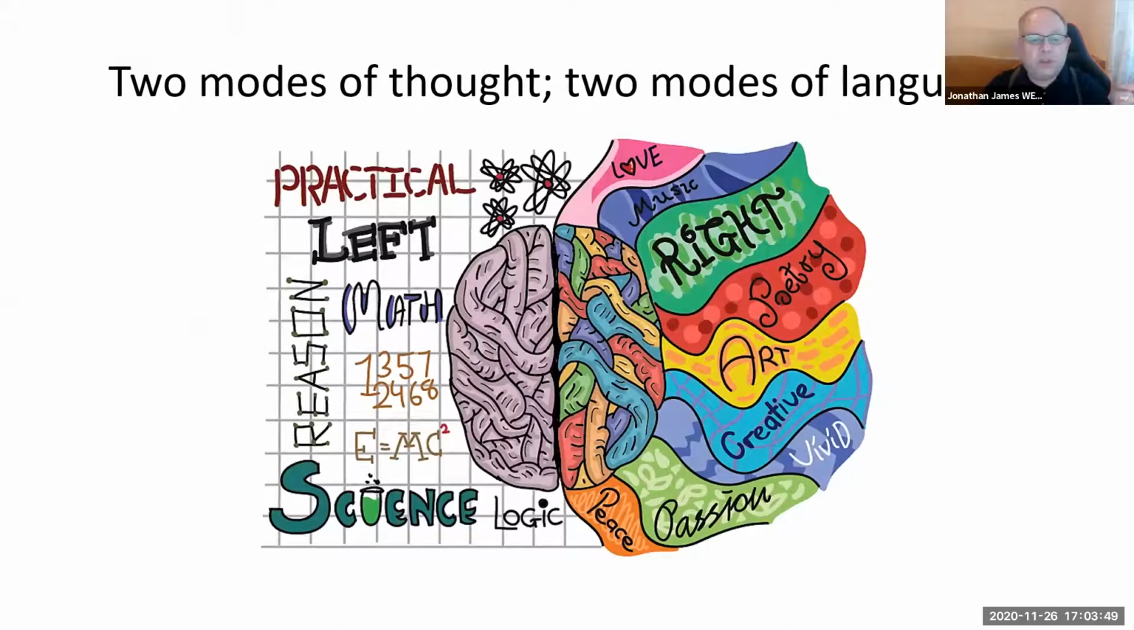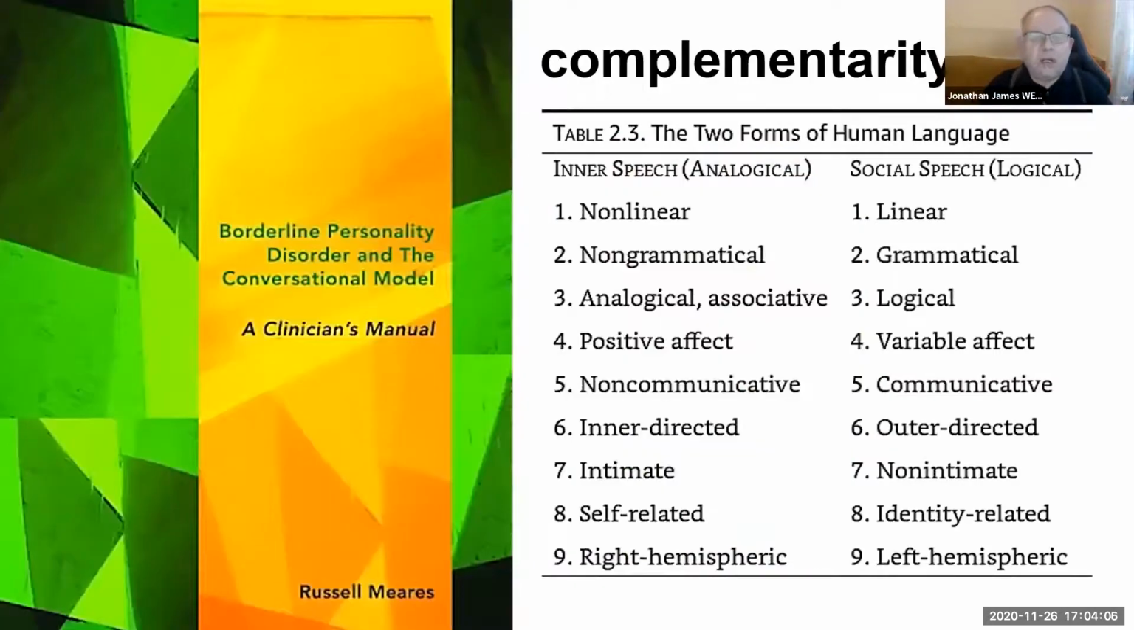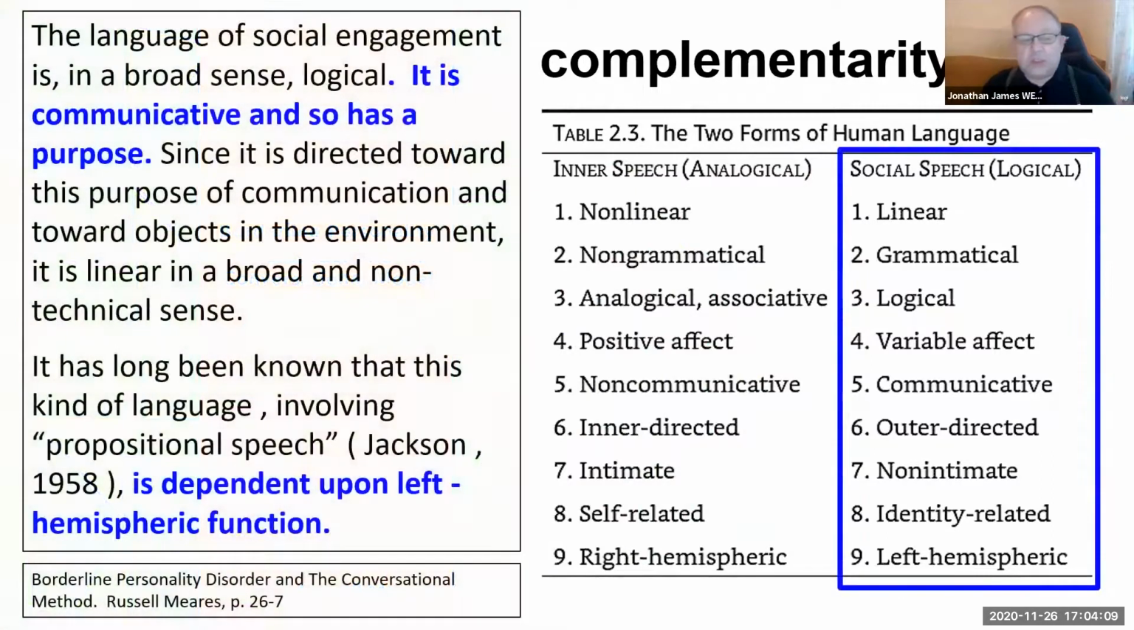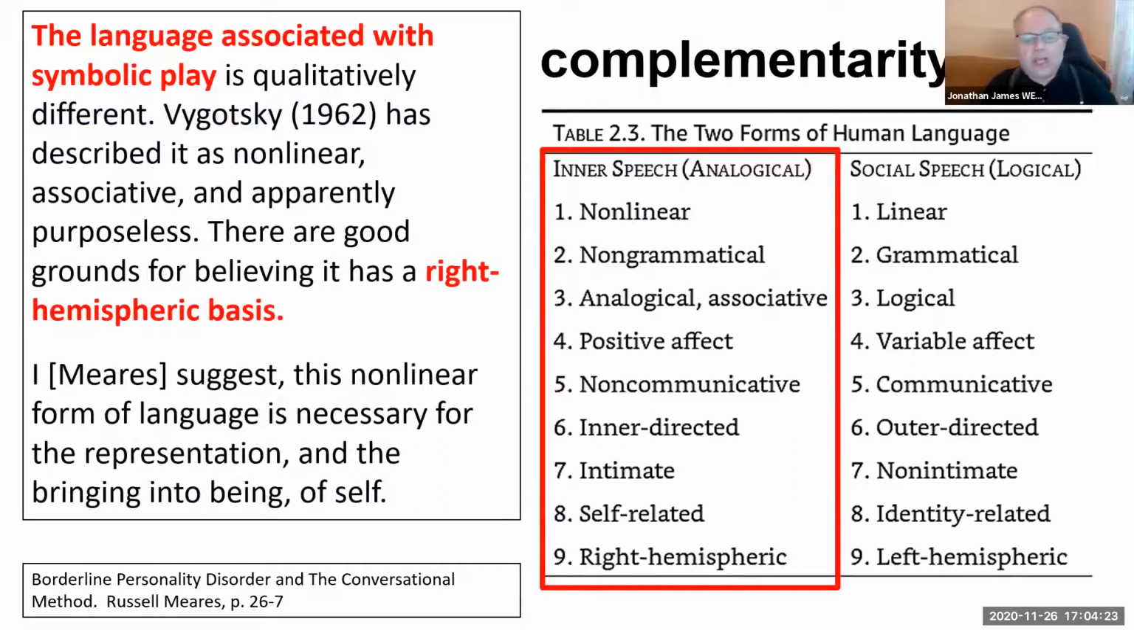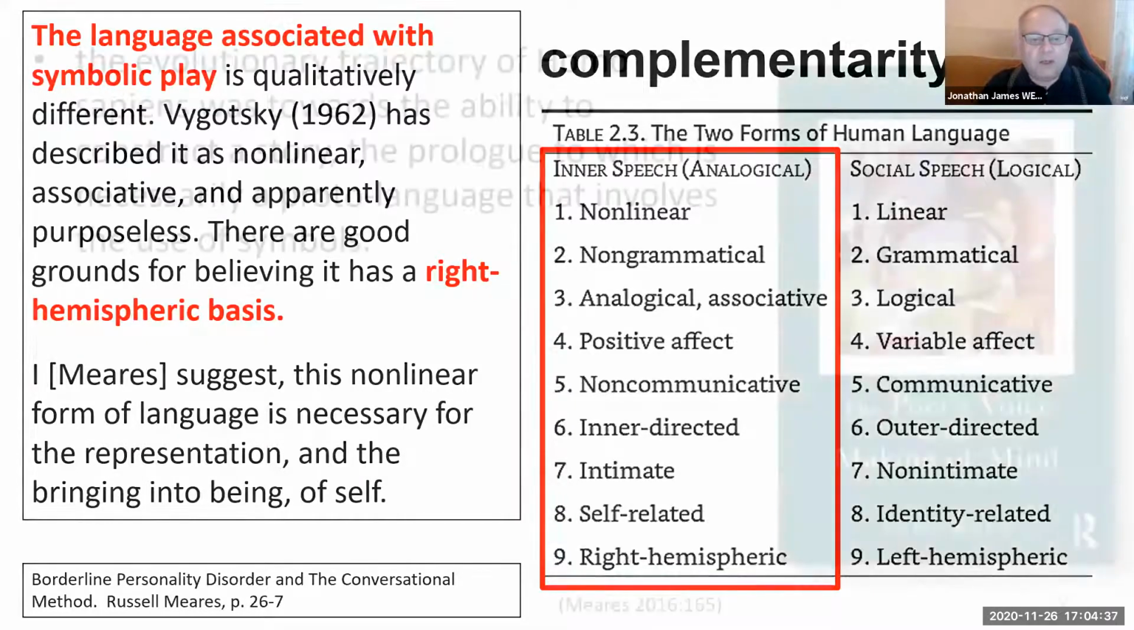Mears talks about there being two modes of thought, two modes of language. This is well accepted, that two hemispheres, the left and right hemispheres of the brain, corresponding to each is a particular mode of thought and a mode of language. There's a complementarity between them. And Mears goes on to describe this complementarity as, on the one hand, the left hemisphere is oriented to communication and purpose, whereas the right hemisphere is more language associated with symbolic play. We might see it as a distinction between the aesthetic, the right hemisphere, and the functional, the left hemisphere.